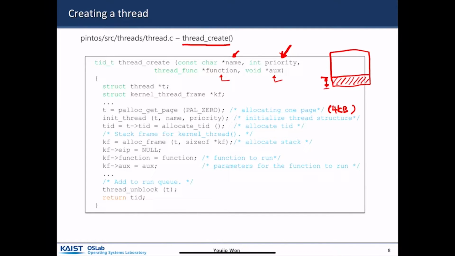And then it allocates a thread ID. Every thread has a unique ID. It also allocates a kernel stack. And then in the kernel stack, it initializes various fields, including the function it wants to execute. So the kernel stack contains the address of the function that needs to be executed, and then the kernel puts the thread on the ready list by unblocking it. This is how a thread is created.